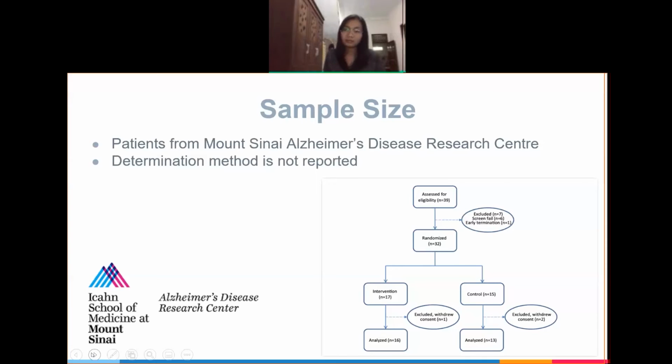Next, I will explain about the sample size determination method. So the sample used in the study were patients from Mount Sinai Alzheimer's Disease Research Center. And the sample size determination method itself is not reported in the published report. Next.